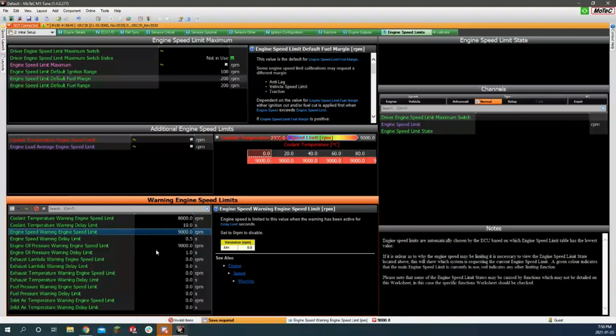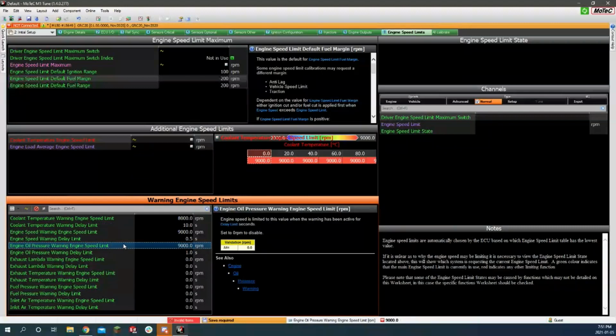So if the engine's over-revving for any reason, if something goes wrong with our shifting system and we're motoring our engine super fast by being in too low a gear, or something goes wrong with the rev limit, it'll temporarily pull the engine down to a lower speed, or at least attempt to. And same thing for oil pressure.